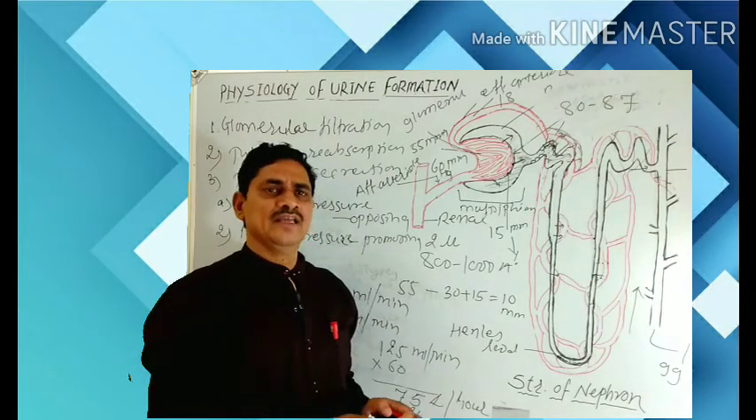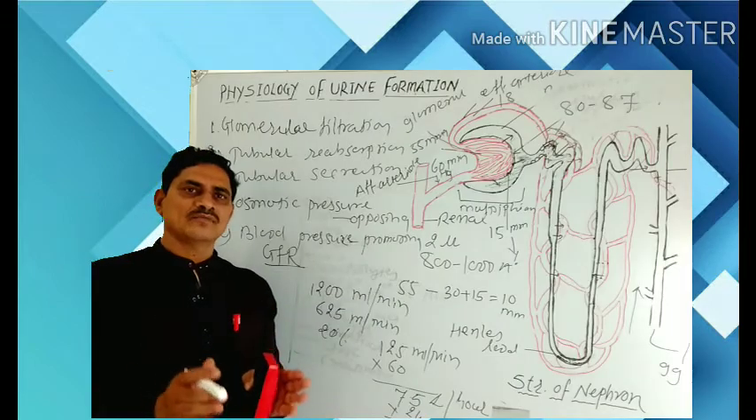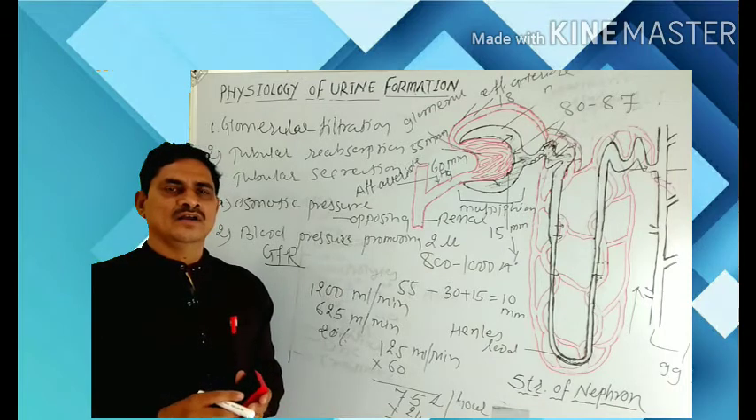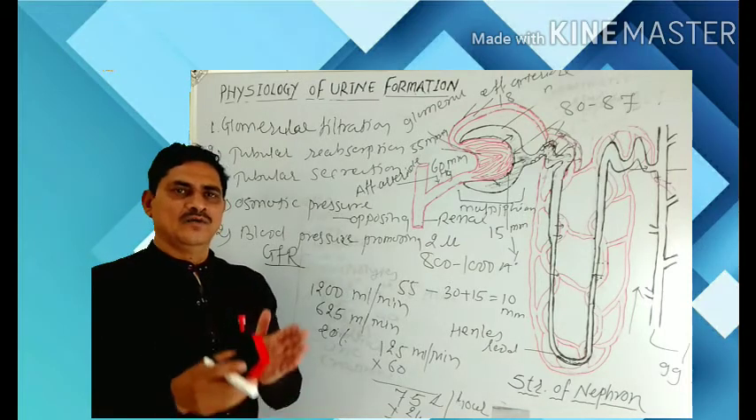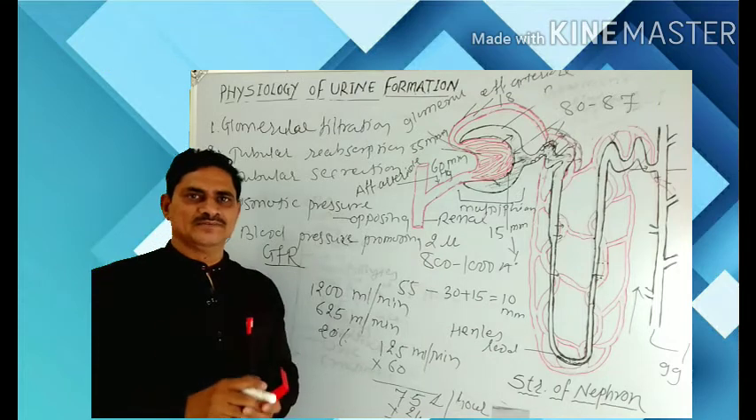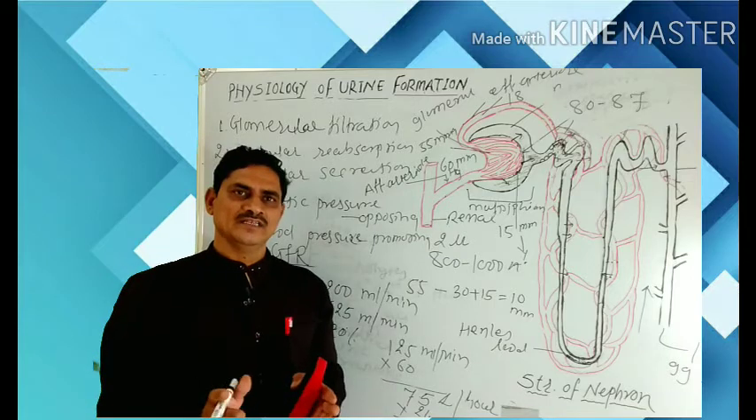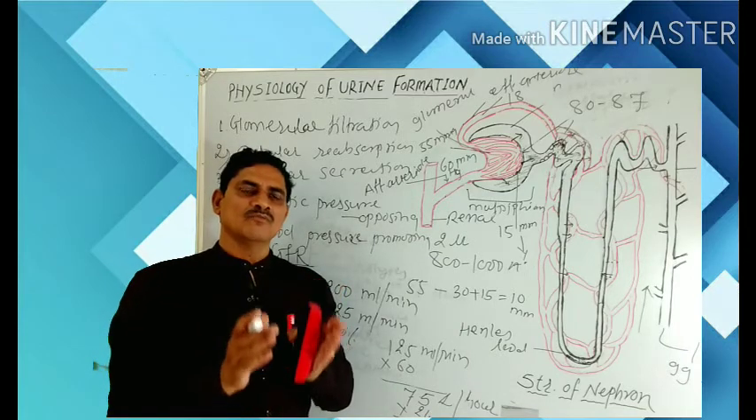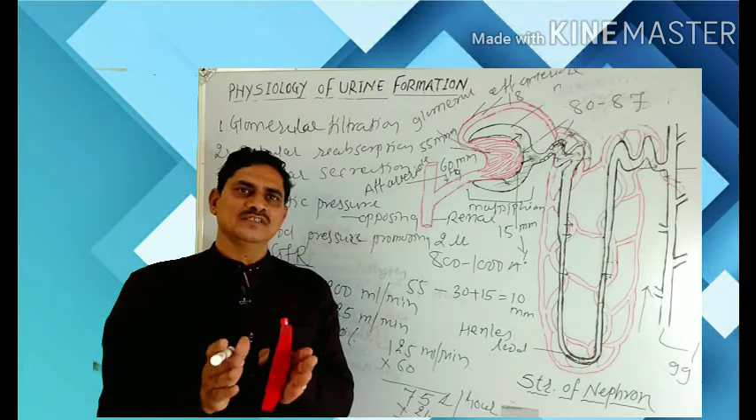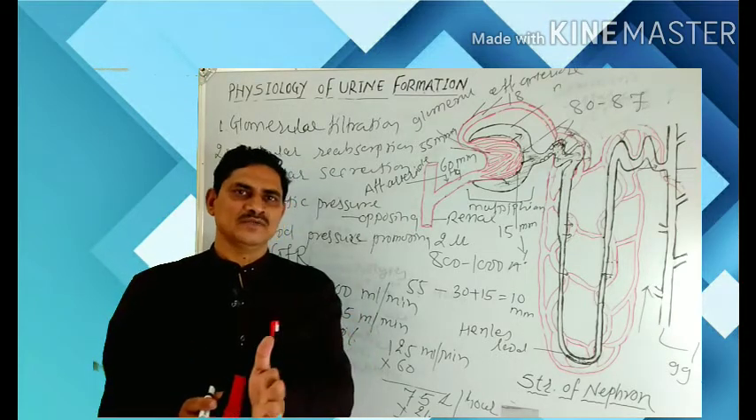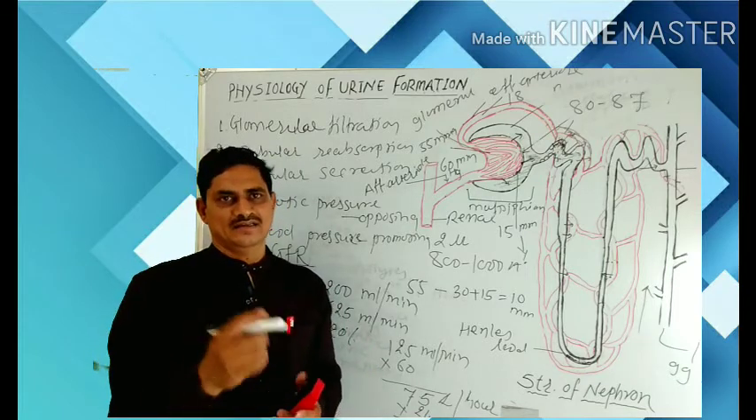So in this way, in these three steps, the urine formation takes place. I hope you understand how the urine formation takes place. In the next video, we will learn about the counter current multiplier system, which is responsible for the hypotonic urine formation.